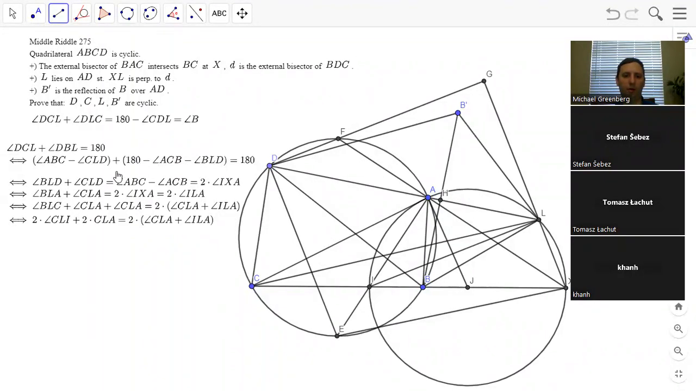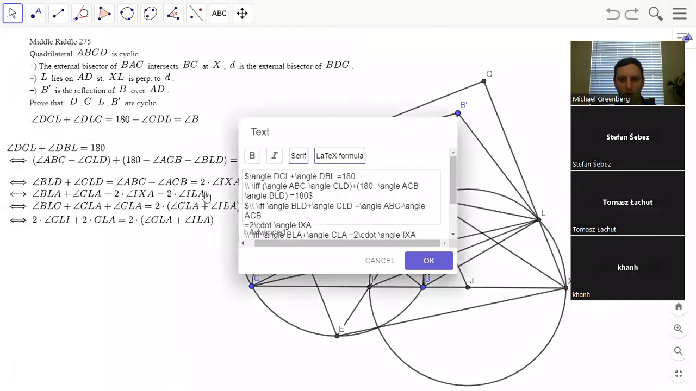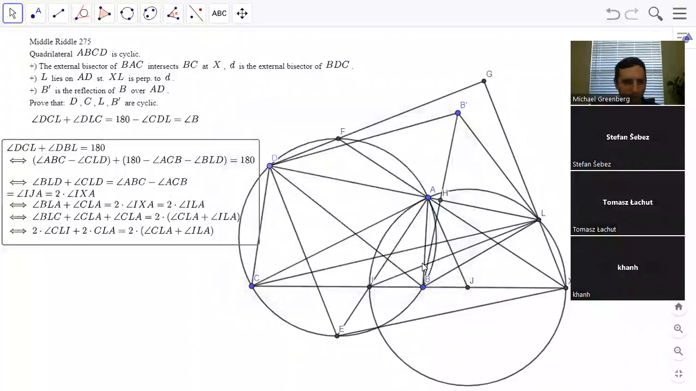Okay, so since J is the center of this circle, you'll just see that it is 2 times the AXI, since we have the center and the angle at the circle. Okay, so 2 times IXA is AJI. So angle IJA. So I'll add that in.